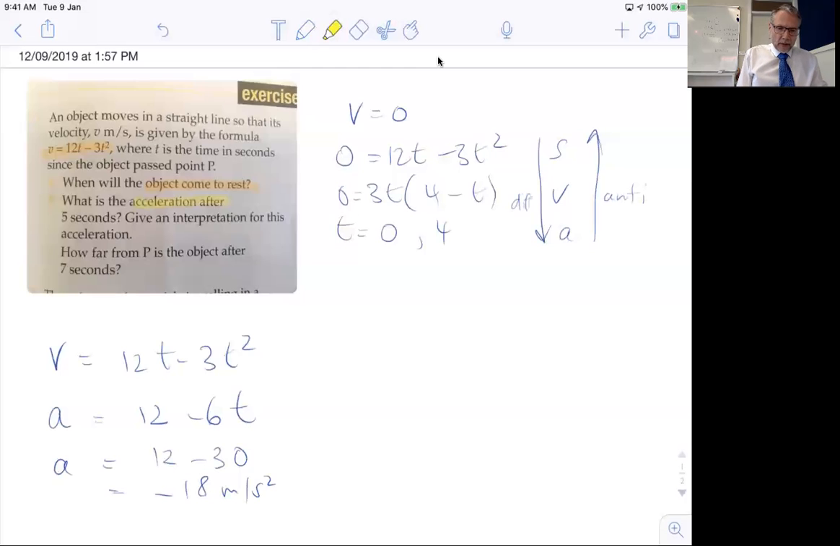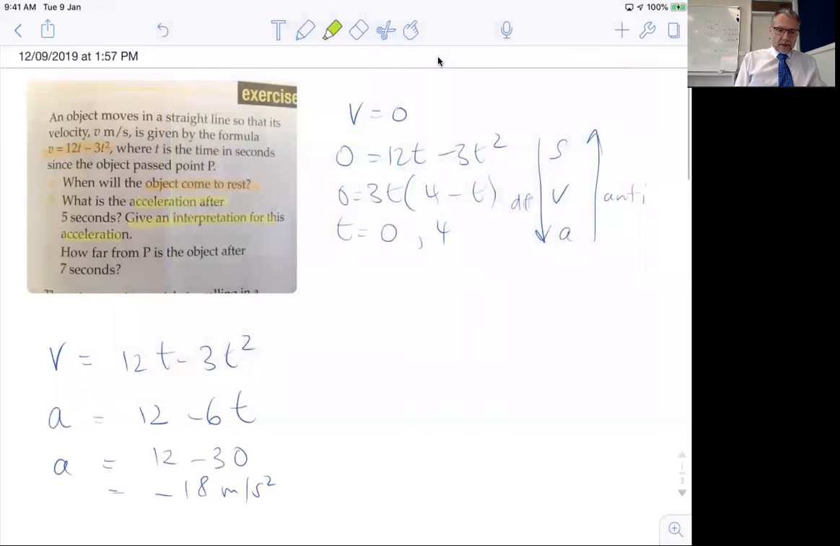Now, the next part of the question says, give an interpretation for this acceleration. You can see the acceleration is negative 18, so that negative is significant, and that means that it is decelerating. The object is slowing down. If the acceleration is positive, that would mean it's speeding up, but here it's negative, therefore it's slowing down.